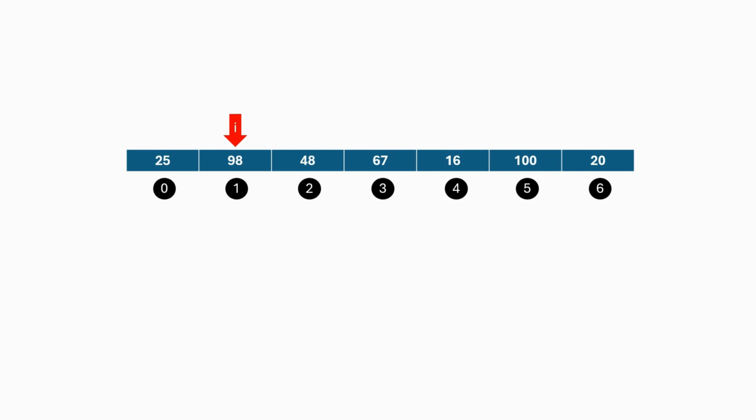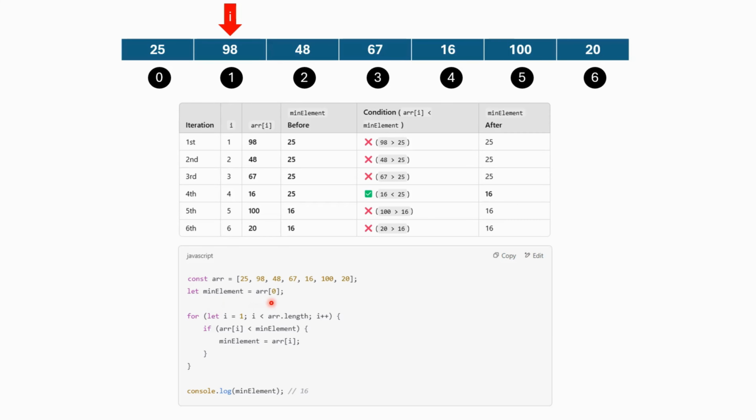So let us see the code and table representation of this array. We will see the working of this logic. We will let our minimum element be array of 0. So our array of 0 is 25. Then we will let I equal 1. We will start from here, that is 98. We will see if 98 is smaller than the minimum element. In the minimum element there is 25. Is 98 smaller than 25? No, it is not. So we will increment our I.